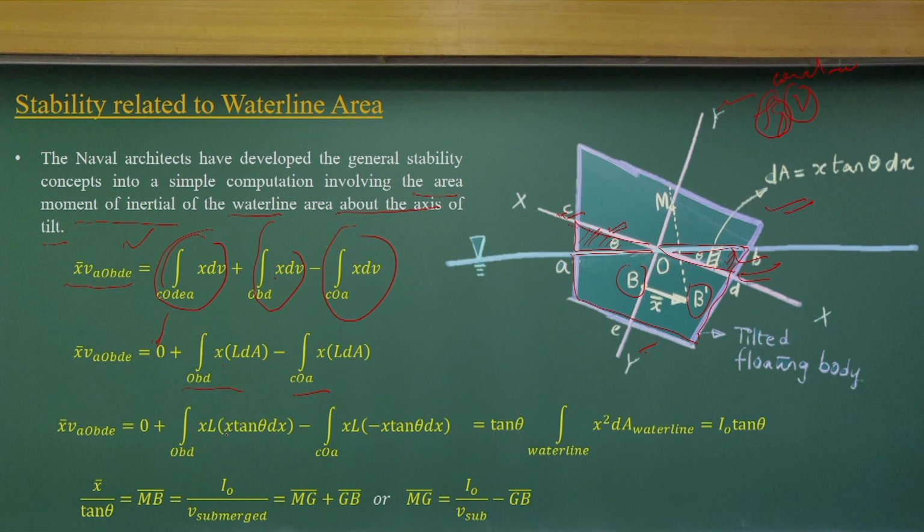Now we can resolve what L is. What will be dA? You take a small element, dA will be x tan theta dx. If you take tan theta common out, this shows that along this water line, the integral of x squared dA is the moment of inertia about the symmetrical axis through O, into tan theta. So this establishes a relationship between x bar, the volume of liquid displaced, the inertia passing through the point O, and tan theta, where theta is the angle of tilting.